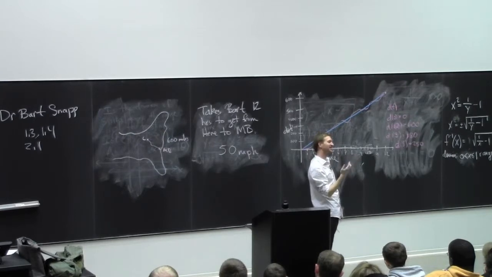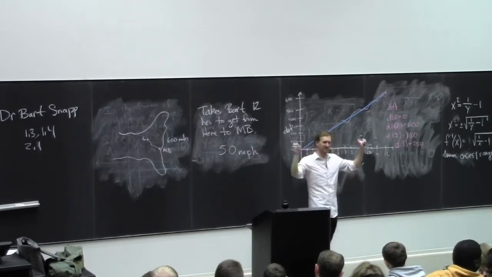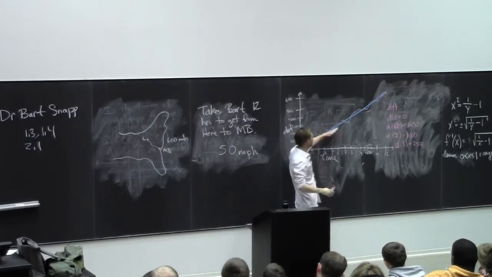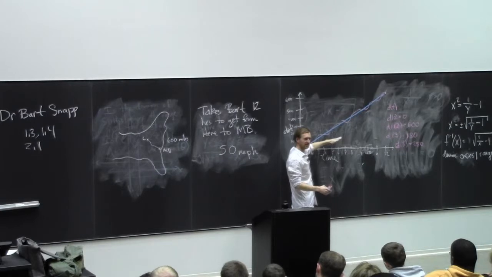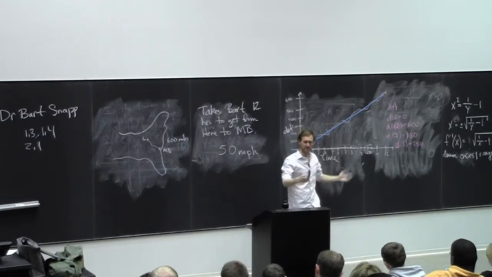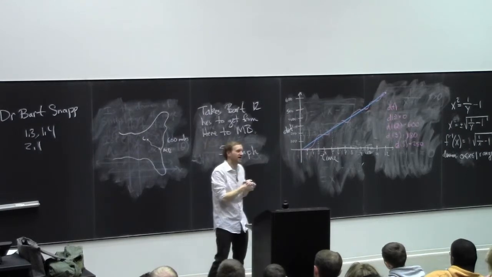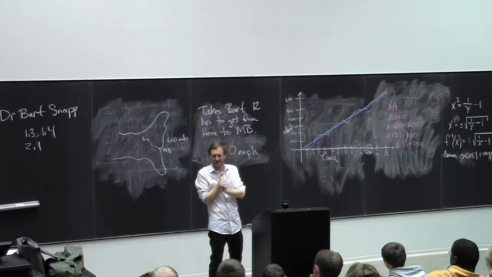Aha, it's increasing. The slope is much steeper, right? And if you're going faster, this is 50 miles per hour. What would going 60 miles per hour look like? A steeper slope, right? And going 30 miles per hour would be a less steep slope. Does that make sense? So was I going faster or slower at hour 5? Faster.